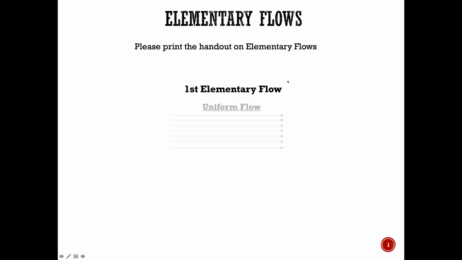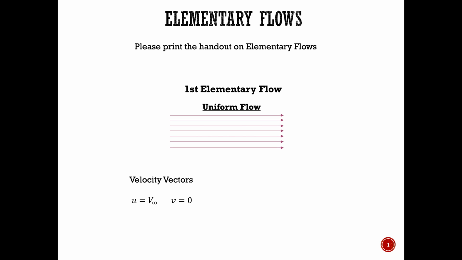The first elementary flow, as I said, is the simplest form of flow that you can model, which is the uniform flow. We know that the velocity components for this are u equals V infinity, which means it's a constant velocity, and small v equals 0, which means there's no component in the y direction.